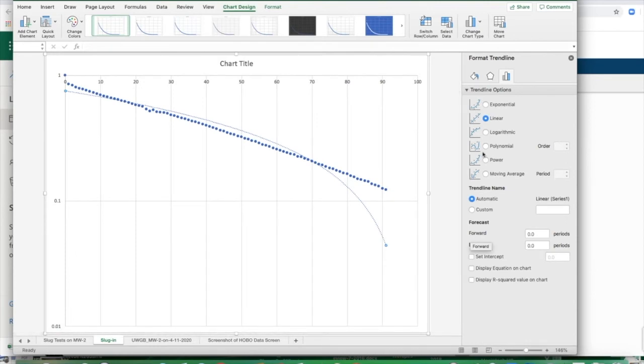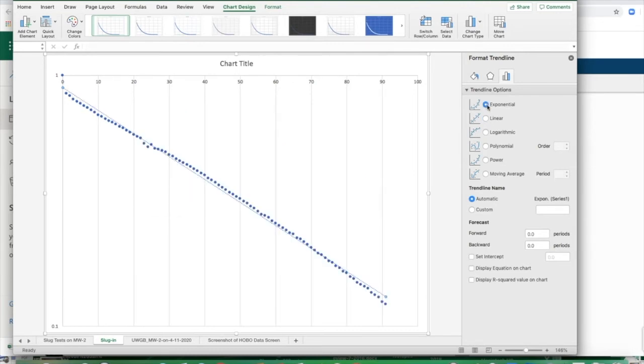And this trend line doesn't really look right. It's linear. But we have an exponential function here because we had to plot it on a logarithmic axis to be able to get a straight line. So we actually want to choose exponential. And when we do that, we get a straight line solution.